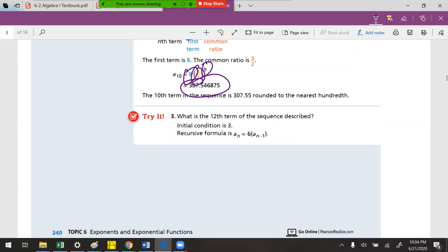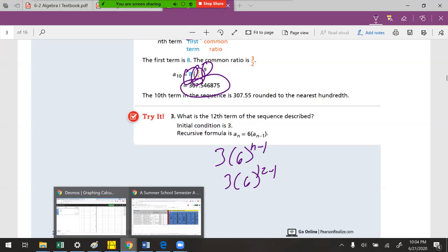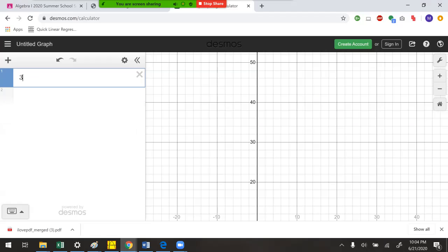Here we go. 12th term in this. Initial condition is 3, and to find the next number, it's multiplied by 6. So my equation is 3 times 6 to the n minus 1, or to find the 12th number, 3 times 6 to the 12 minus 1. Let's use Desmos for this. So 3 times 6, and then power of 12 minus 1, there you go. It's a big number, okay?